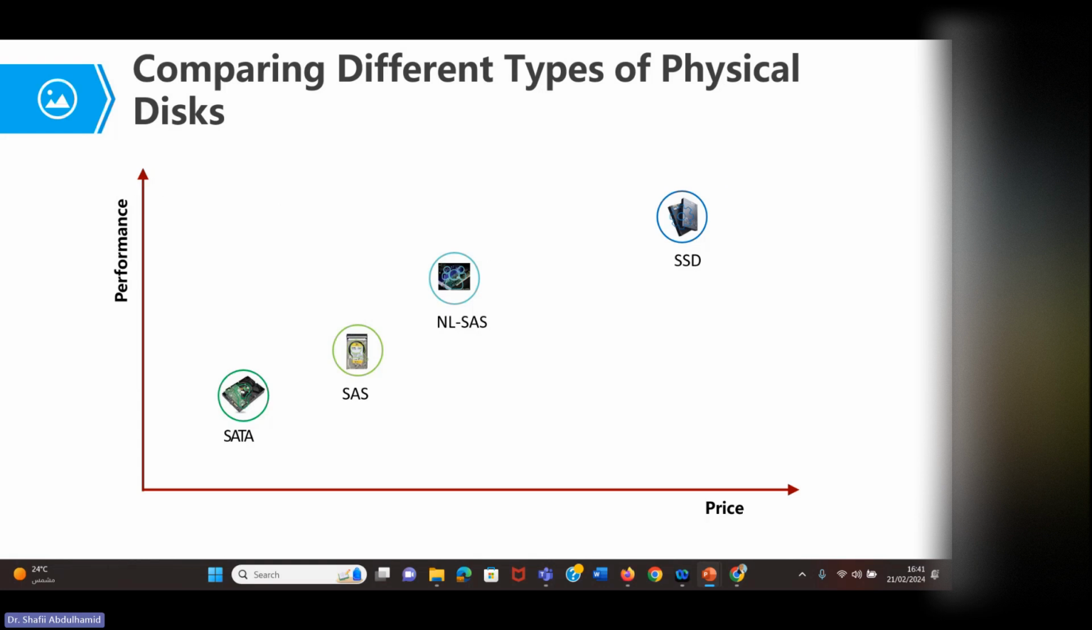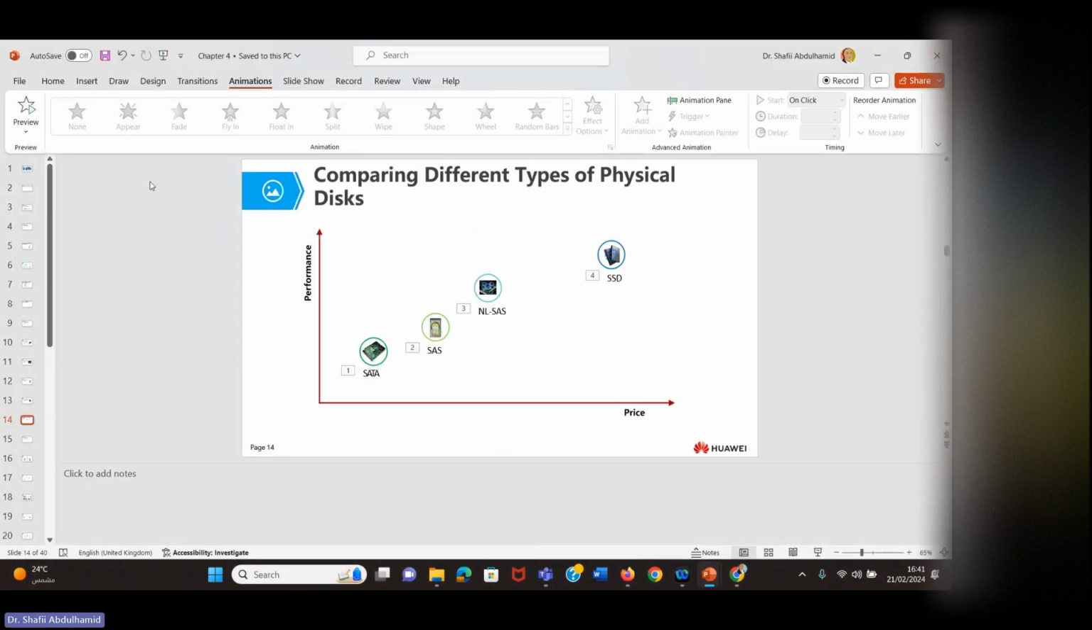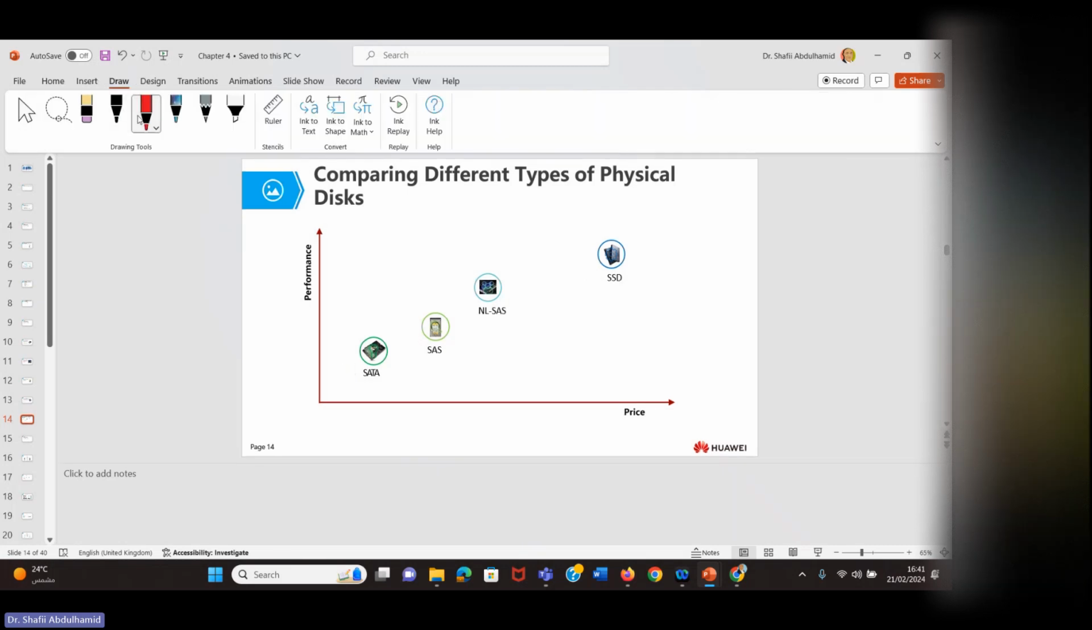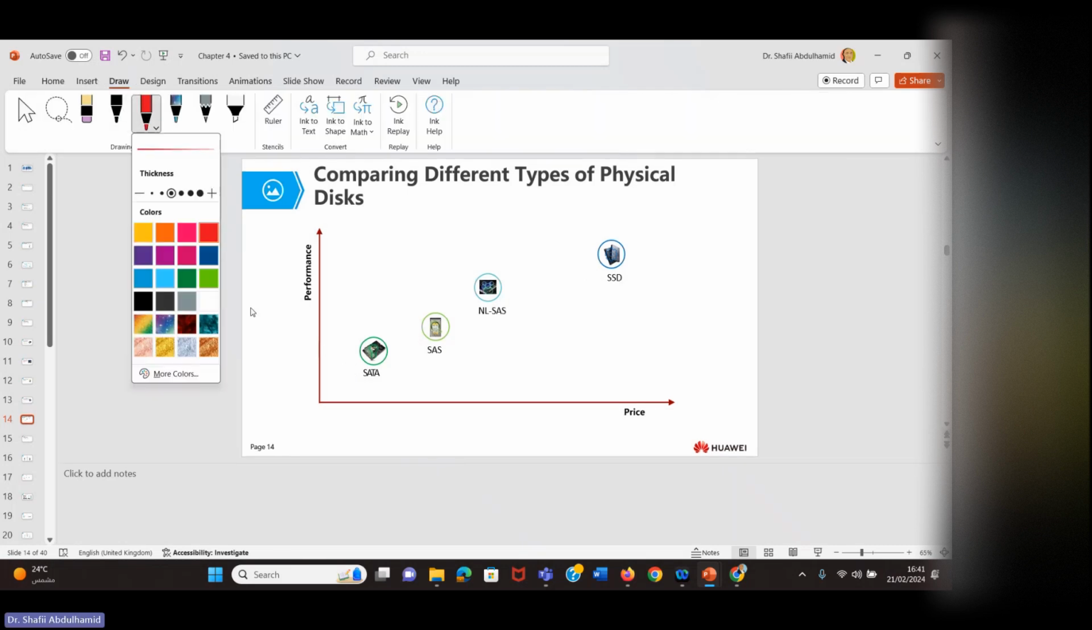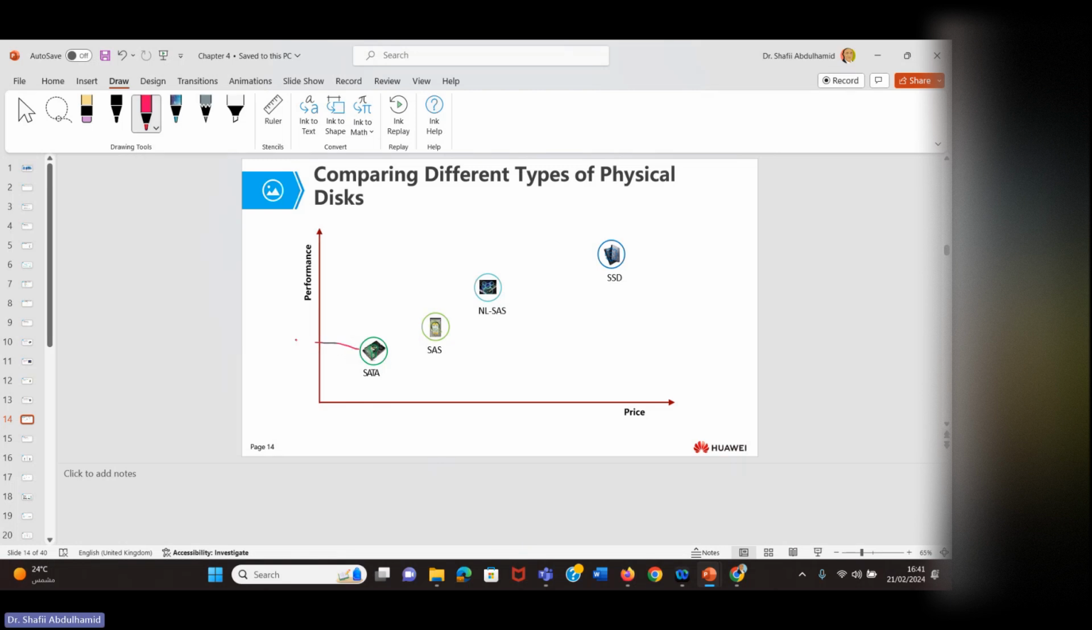So you need to check the level as it is. Let's say for this, we can do like this. In terms of performance, maybe this is where it is. In terms of price, this is where it is. This is the performance chart, and this is the price chart. Also, this one in terms of performance and in terms of price. And of course, the higher the performance, the higher the price.